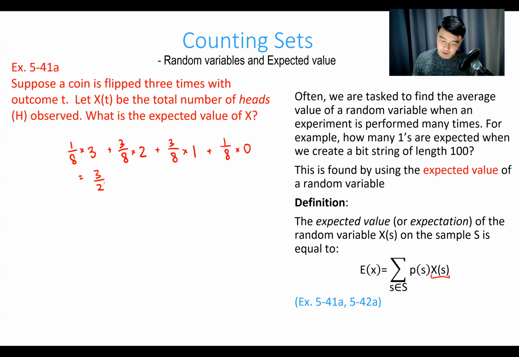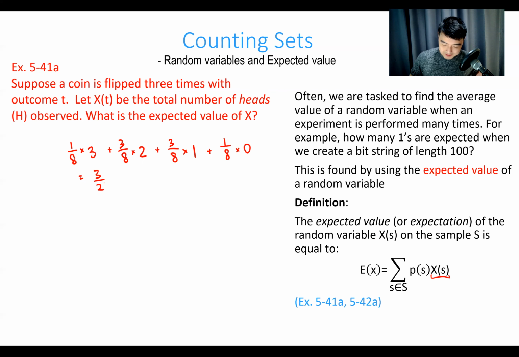Okay, so the expected value, now notice the expected value is not one of the outcomes for the random variable. However, it is an average of what I would expect to see when I flip a coin 3 times. Okay, so the expected value of x in this case would be 3 over 2.